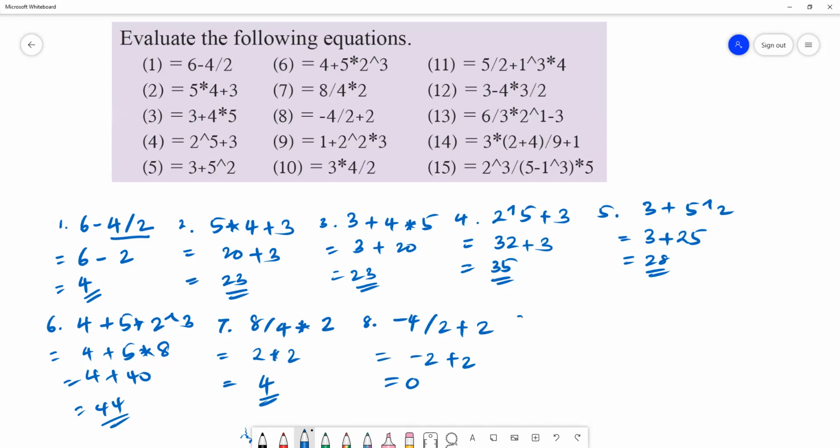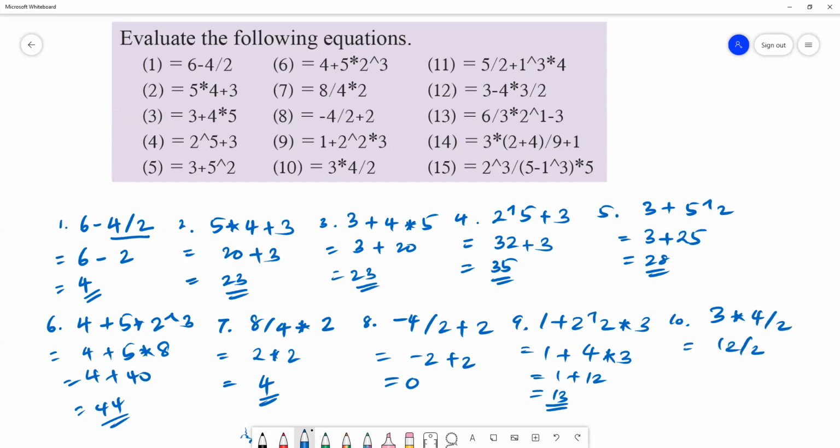Right. So let's look at the 9th one. 1 plus 2 to the power 2 into 3. So we have 1 plus 2 to the power 2 is 4, into 3, right? 1 plus this is 12. So we should get 13. Right. Then the 10th one, we have 3 into 4 divided by 2. That is 12 divided by 2. Right. So that means it's 6.